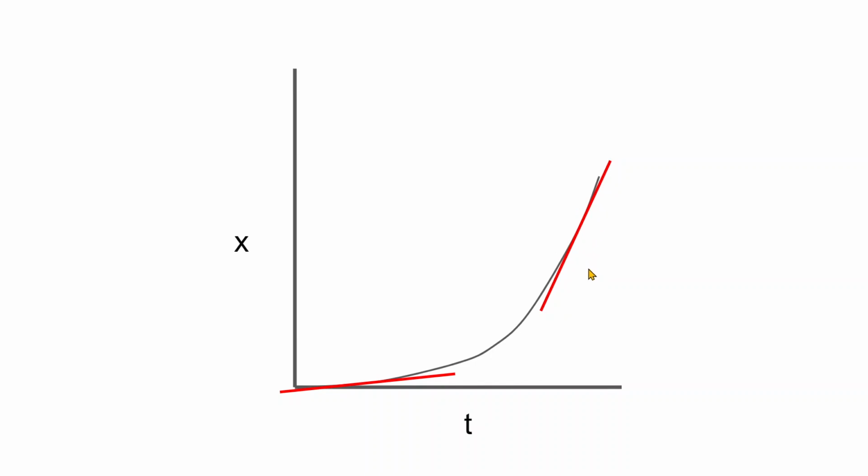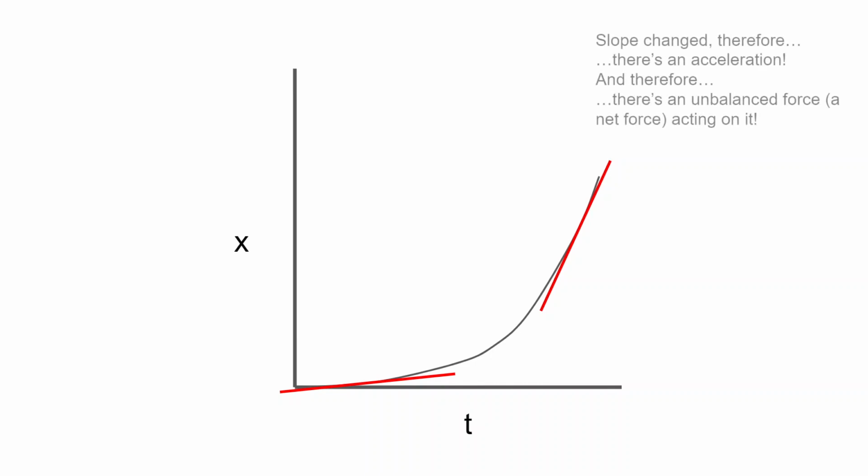Cool. Well, if the slope is changing, there's a change in velocity, and that means there must be an acceleration. And if there's an acceleration happening in that direction, there must be an unbalanced force in that direction. So there's some sort of net force. So this is what we can conclude, even if we just see this. Any kind of curved position time graph: there's an acceleration, and therefore there's an unbalanced force. There's a net force acting on it. Sweet.